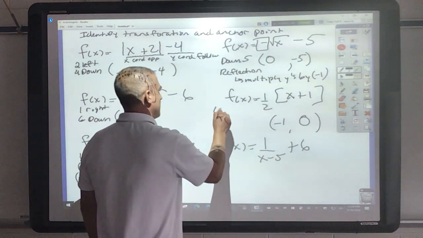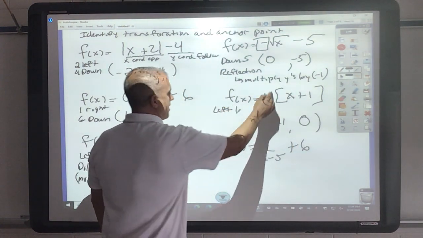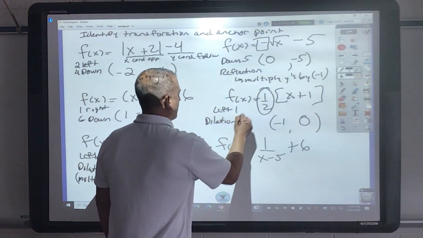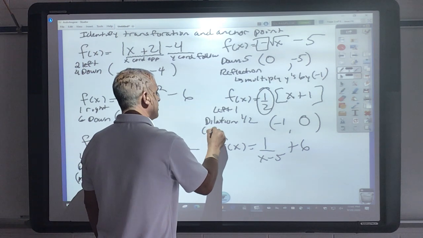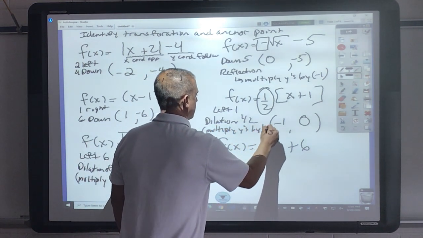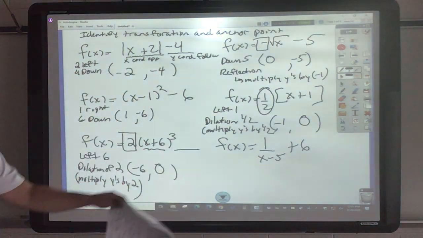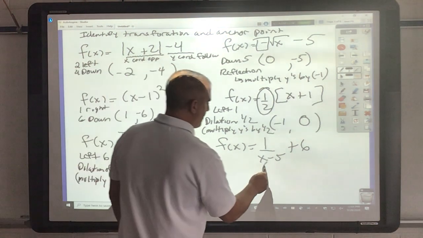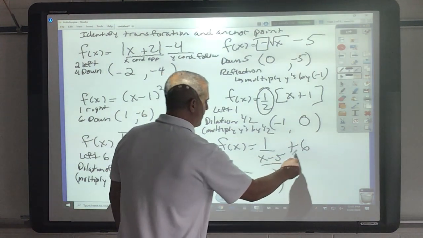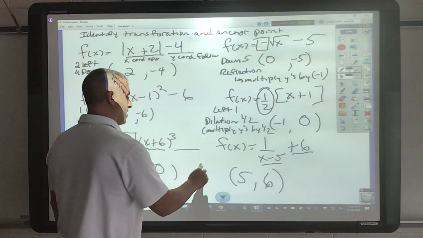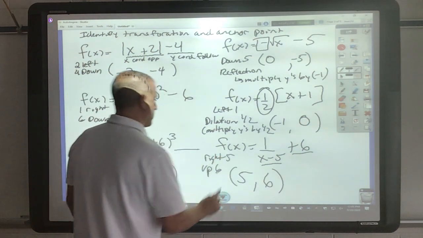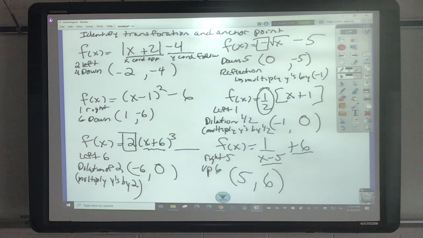Okay, so what's that mean? Left 1. Okay, now this right there, it's a fraction, it's a dilation of 1/2. And basically what we're going to do is we're going to multiply our y's by 1/2. Okay? This last example, the rational, this is considered that part of the inside. So this would be 5, that outside would be 6. So we're going right 5, up 6. Okay? And that's how we identify the transformations.